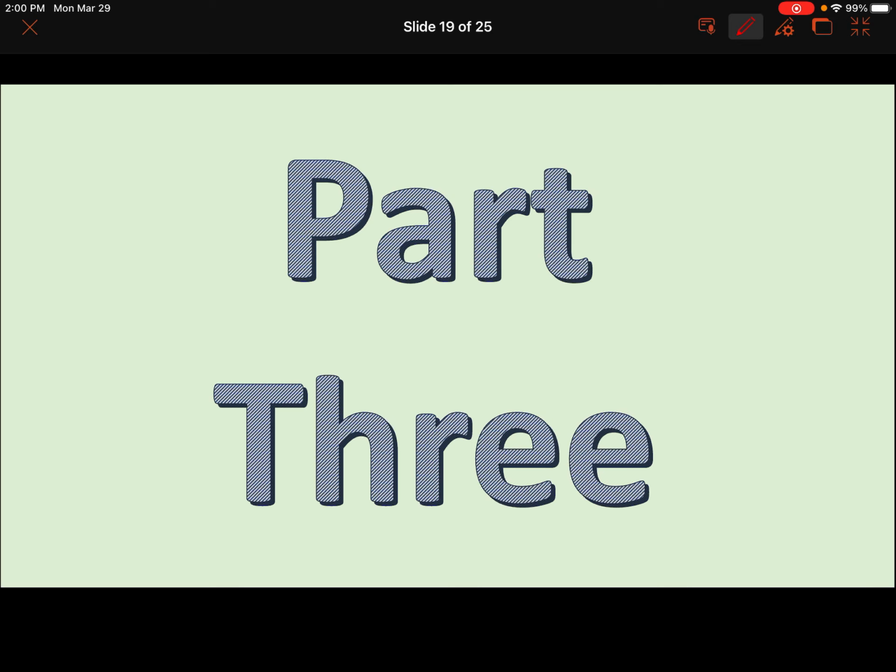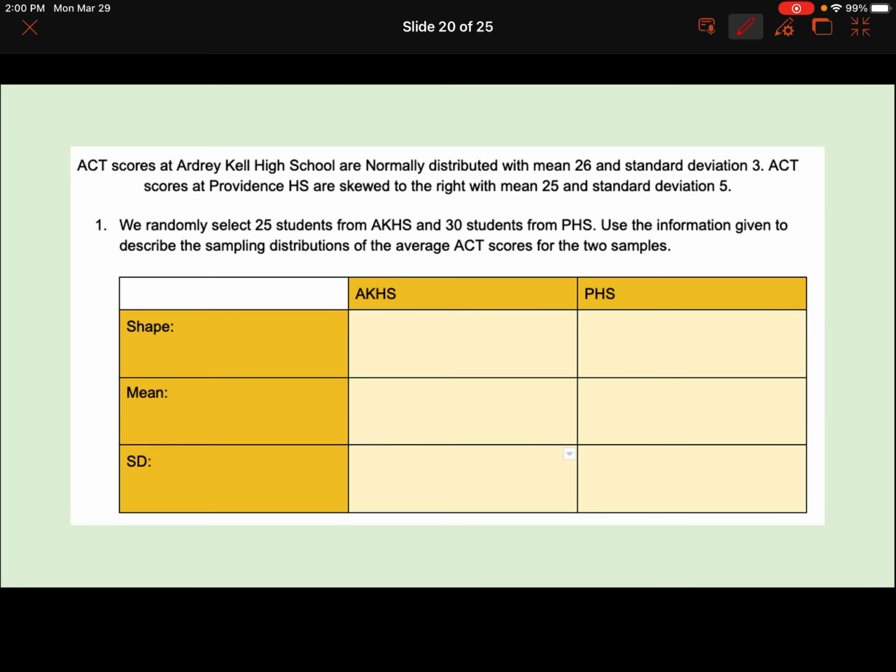All right, we're going to go ahead and start part 3. So, here we go. ACT scores at Ardrey Kell High School are normally distributed with a mean of 26, standard deviation 3. ACT scores at Providence High School are skewed to the right with mean 25 and standard deviation 5. Let's say that we randomly select 25 students from AKHS and 30 students from PHS. Use the information given to describe the sampling distributions of the average ACT scores for the two samples.